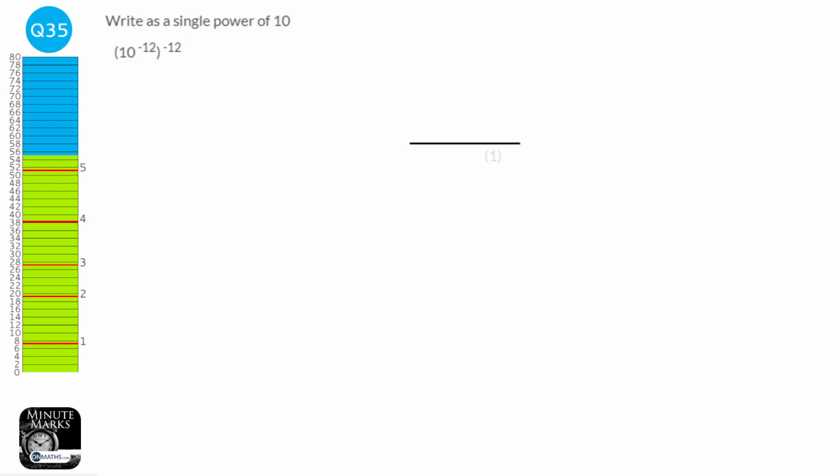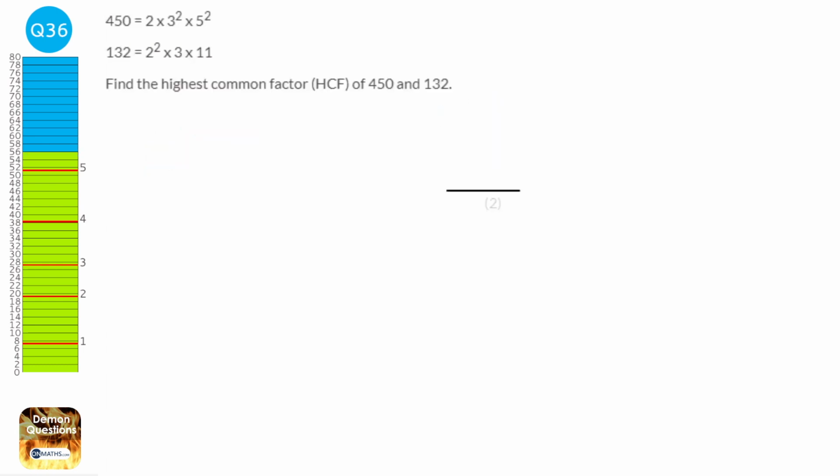So the rules of indices state that if you have a power inside and outside of a bracket, we just multiply them together. So it's 10 to the power of -12 times -12. 2 negatives make a positive, and 12 times 12 is 144.